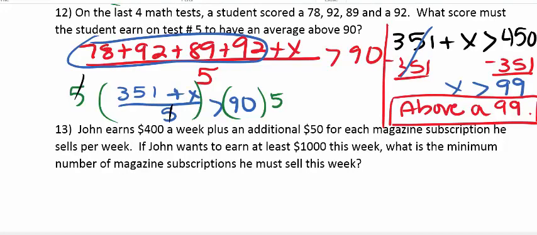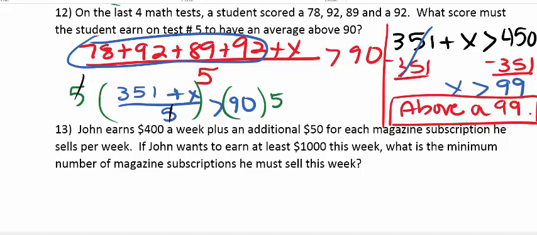Now let's take a look at the answer for number 12. On the last 4 math tests, a student scores a 78, 92, 89, and a 92. What score must a student earn on test number 5 to have an average above 90? So we want to take the 78, the 92, the 89, and the 92 and add them all together. That's 351 plus one more score of X we're trying to find, all divided by 5. To find an average, we have to add all 5 test scores and then divide it by 5. So we have 351 plus X over 5 is greater than 90.